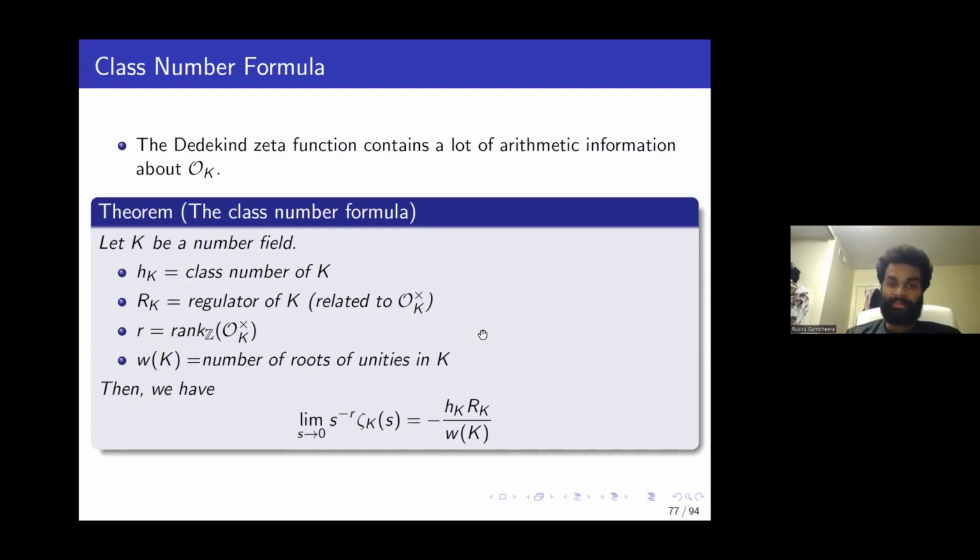So yeah, I'm going to revisit this class number formula. Take a snapshot in your mind, not the details, just that there's a beautiful formula between algebra and analysis pertaining to number fields. All right, let me move on a little bit.